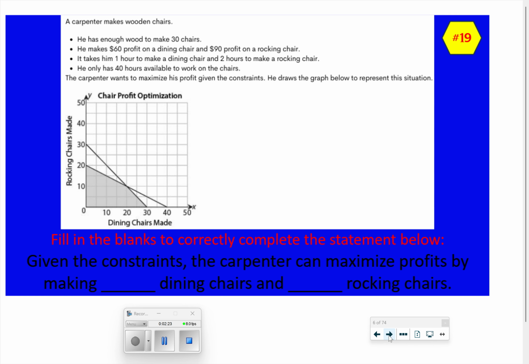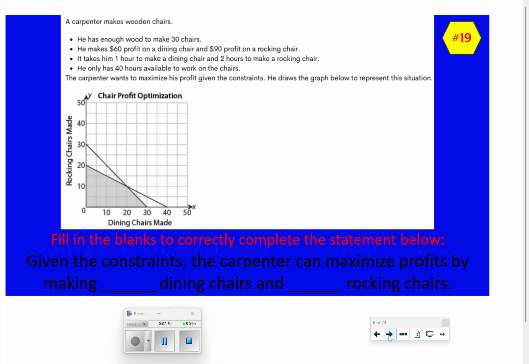Okay, new question. A carpenter makes wooden chairs. He has enough wood to make 30 chairs. He makes $60 profit on the dining chair and $90 profit on the rocking chair. It takes him 1 hour to make a dining chair and 2 hours to make a rocking chair. He only has 40 hours available to work on the chairs. The carpenter wants to maximize his profit given the constraints.